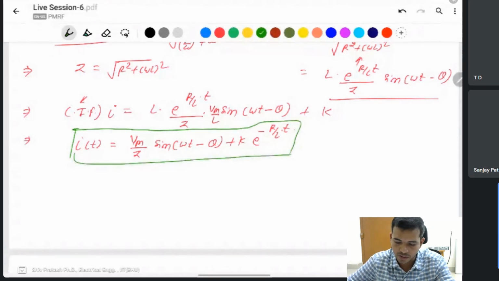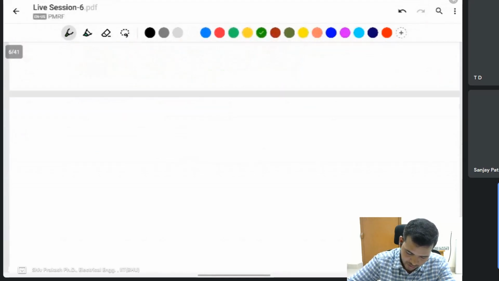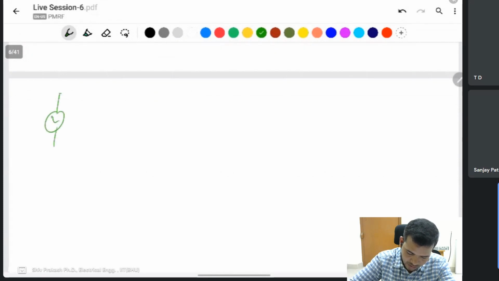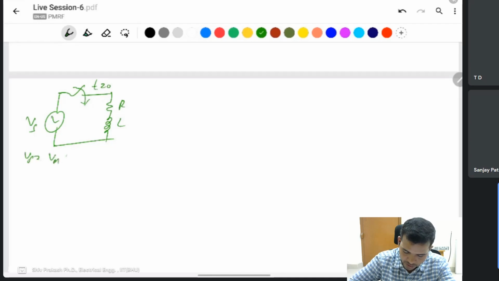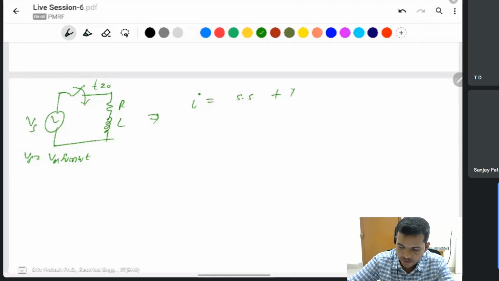The switching occurs at this time. In shortcut, you can take this one like a VS RL circuit. Take VS equal to Vm sin omega t. Definitely you find two things, steady state value and transient value. Steady state plus transient. You will find two factors.